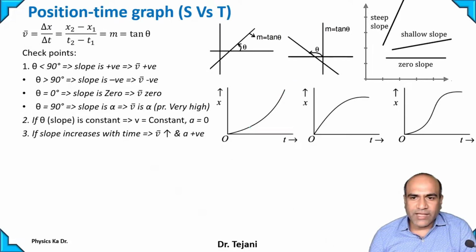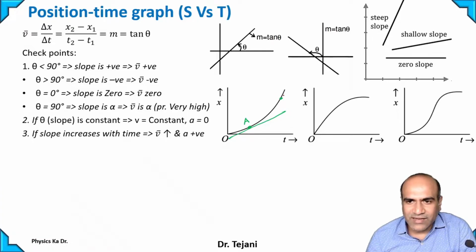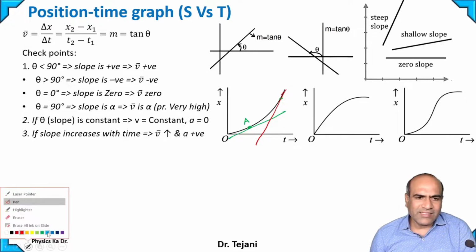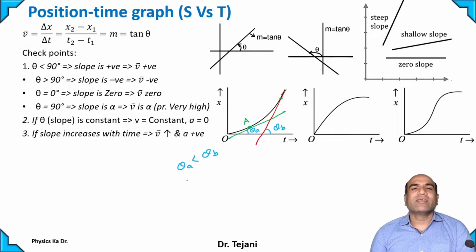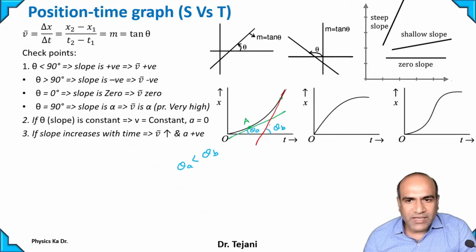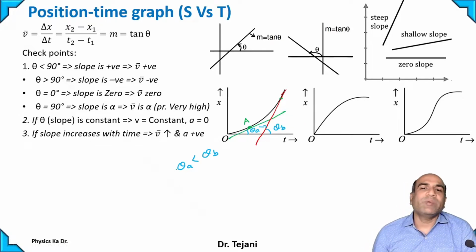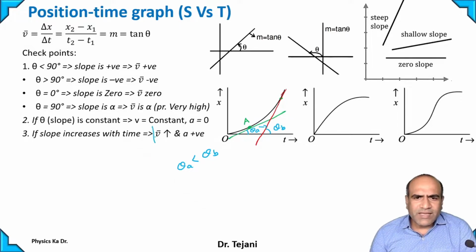Let's see again. If I draw a tangent, it gives the slope at that instant. Say, for example, at point A, I draw a tangent with a different color, this red color, and let's have blue as the angle. So this is theta A, and this is theta B. Can I say theta A is less than theta B? That means the slope increases continuously. If the slope increases, it means that velocity increases.